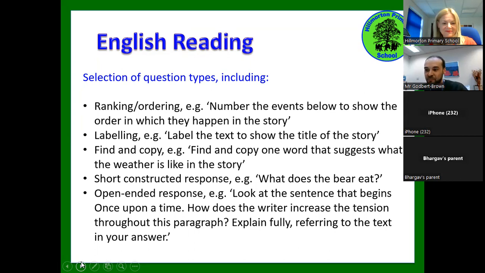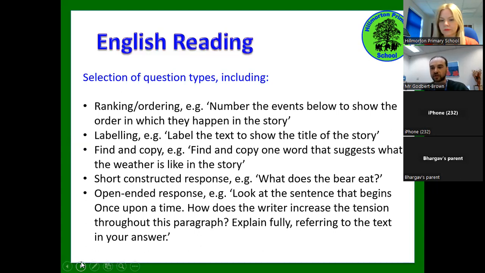Short responses, they'll have in the side of the page, it tells them whether it's a 1 mark, a 2 mark, or a 3 mark question, and the length of the box will show them how much they need to write or how much evidence they need to provide. And those ones at the bottom, they're the open-ended responses, such as look at the sentence that begins once upon a time. How does the writer increase the tension throughout this paragraph?